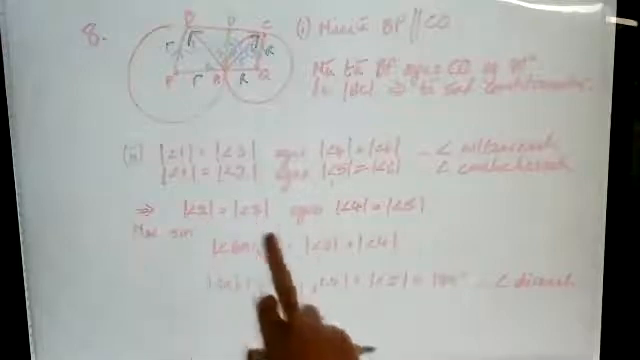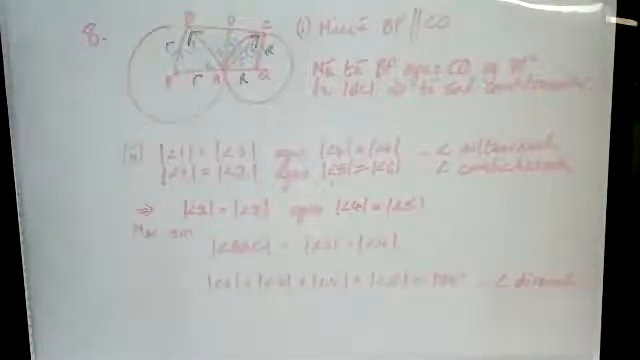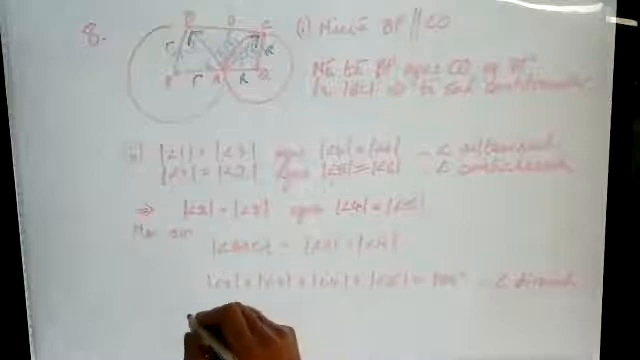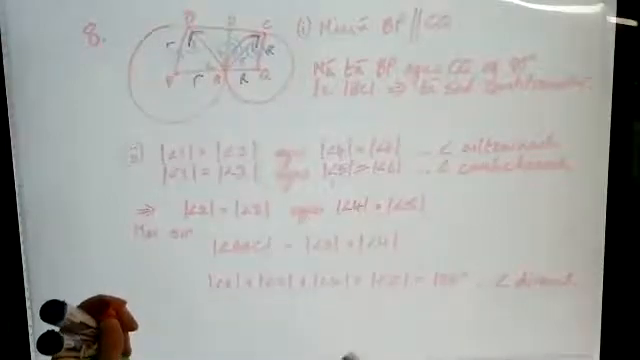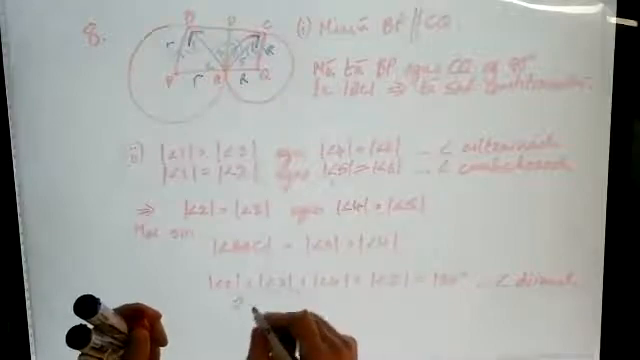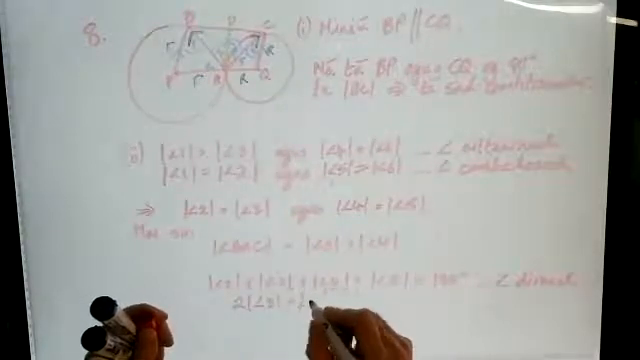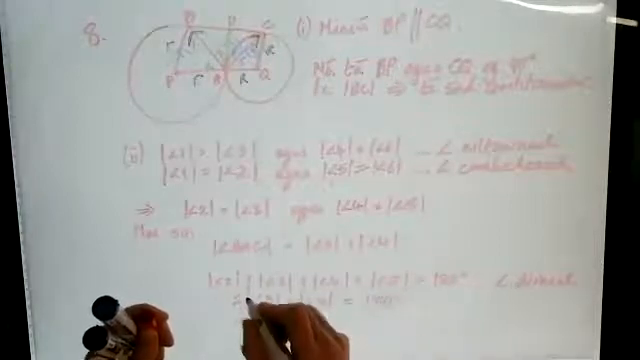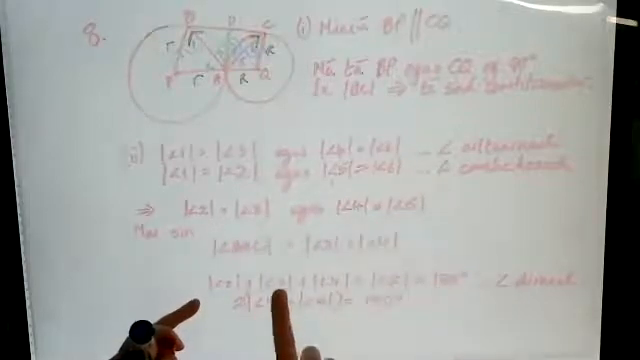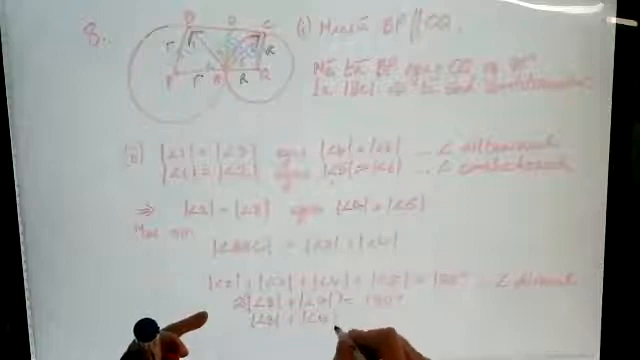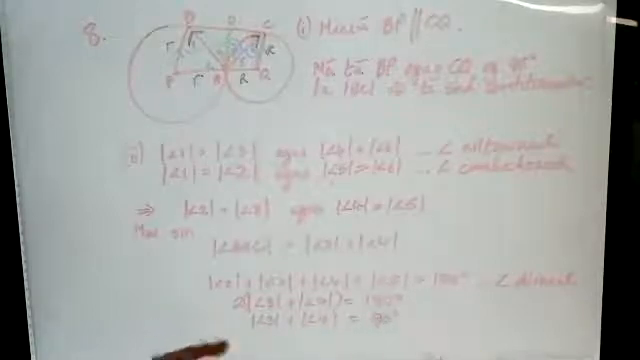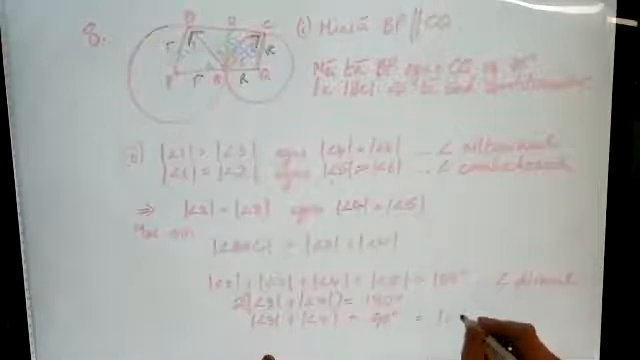And next, because angle 1 equals angle 3 and angle 4 equals angle 6, when you add these together, angle 3 plus angle 4 equals 180 degrees, divided in half, is 90 degrees. So angle BAC is 90 degrees.